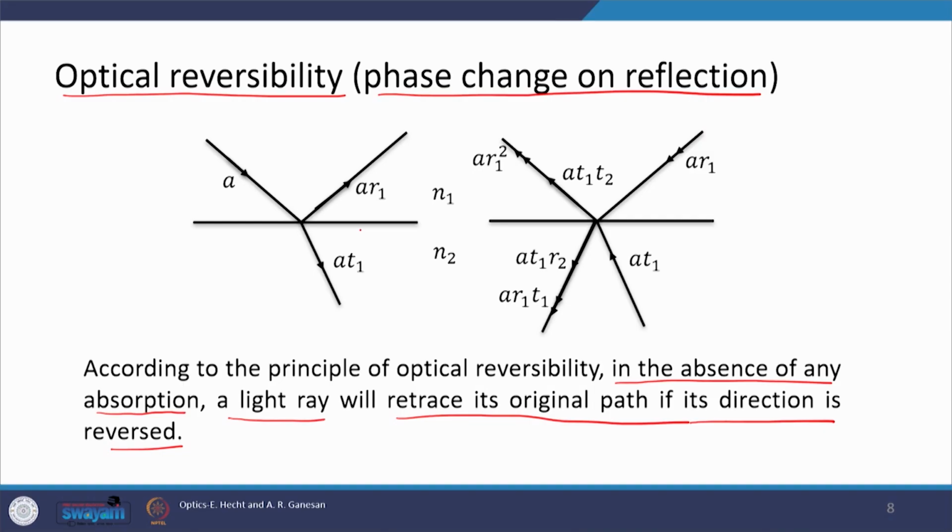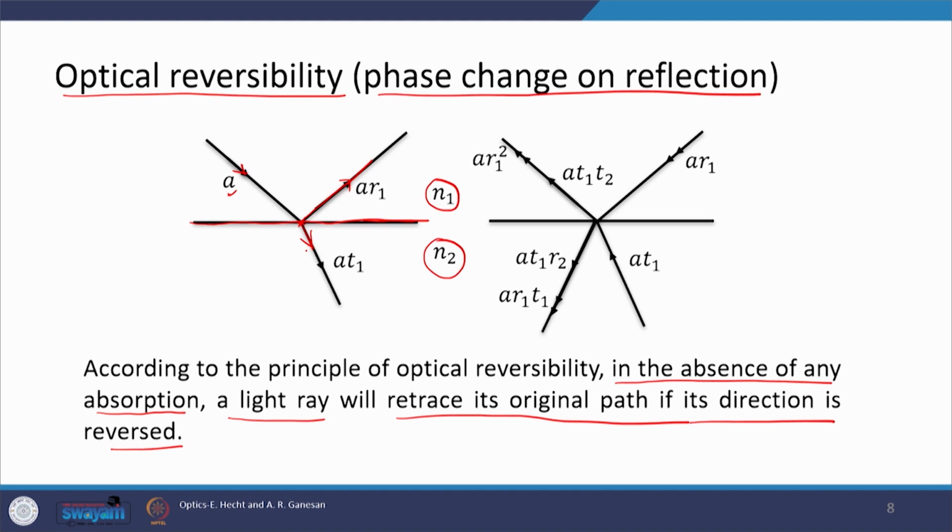Now, to understand it schematically, suppose we have an interface which is given by this horizontal line and it is dividing two media. Above this line the medium has refractive index n1 and below this line the medium has refractive index n2. Now, suppose a ray of light falls on this interface, and this incident ray has amplitude A. When it falls at the interface, a part of the light gets reflected and a part gets transmitted.